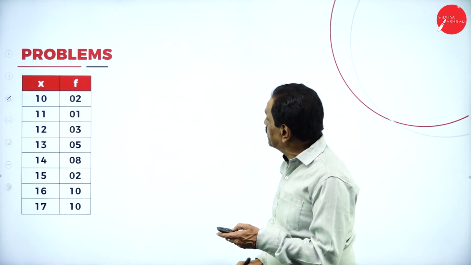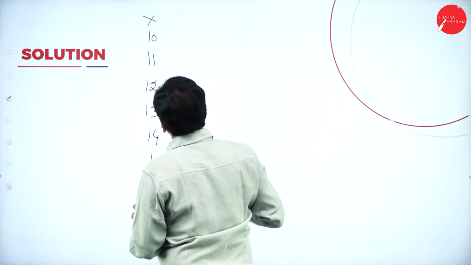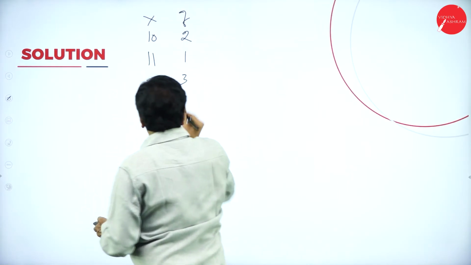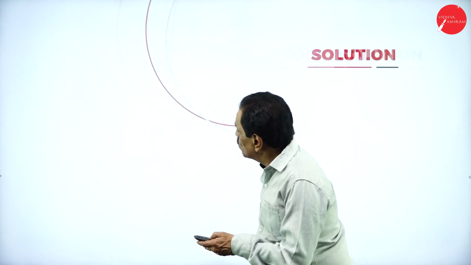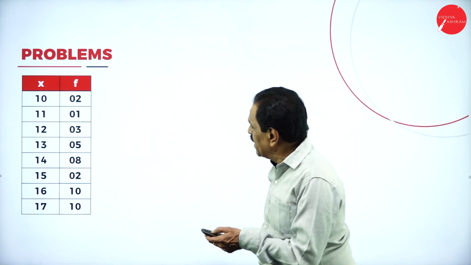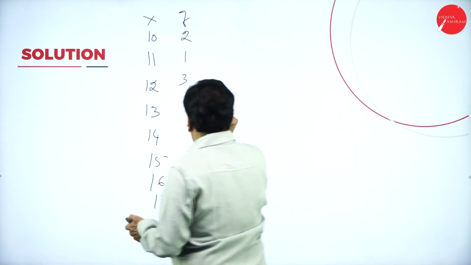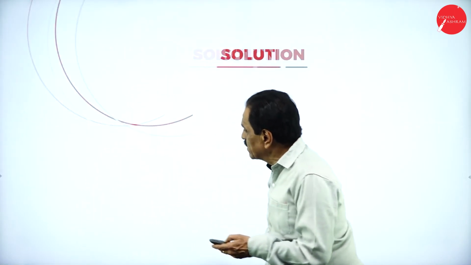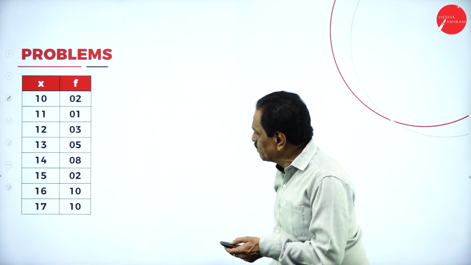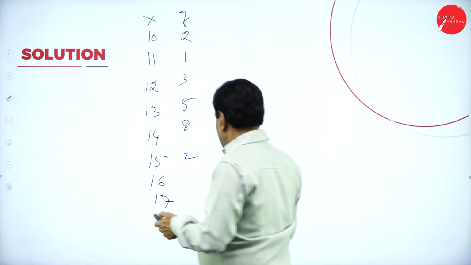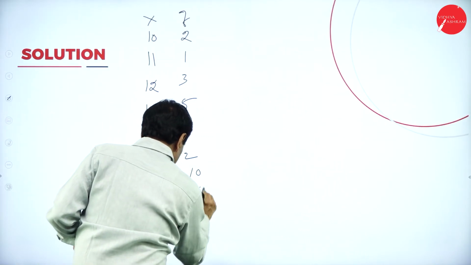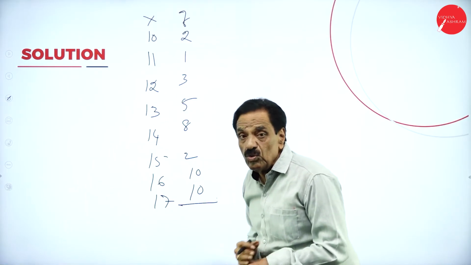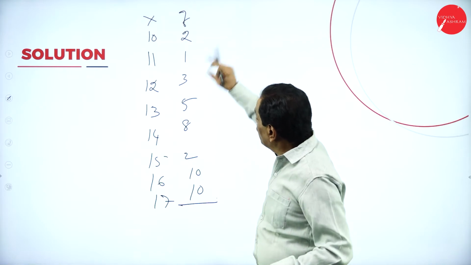See the frequency: 2, 1, 3, 5, 8, 2, 10, 10. This is what they have given. So what is the first step to do? I told you, add the frequency.